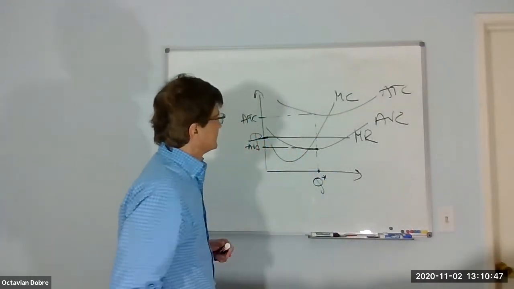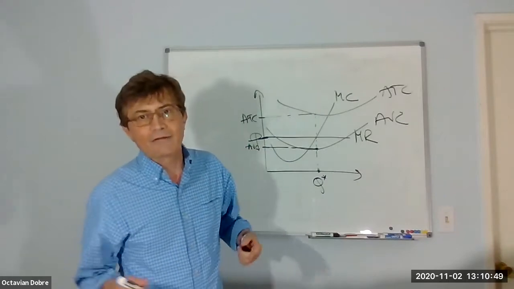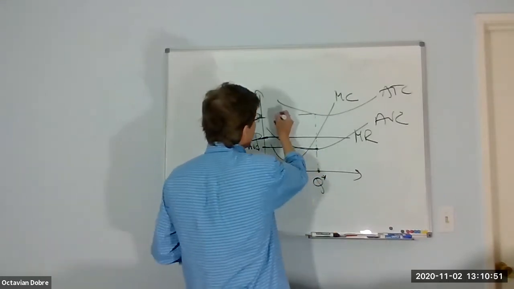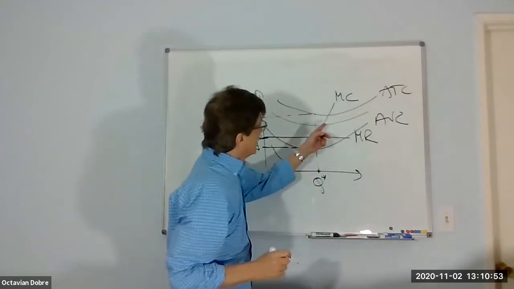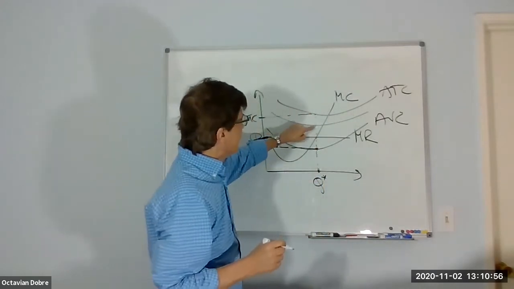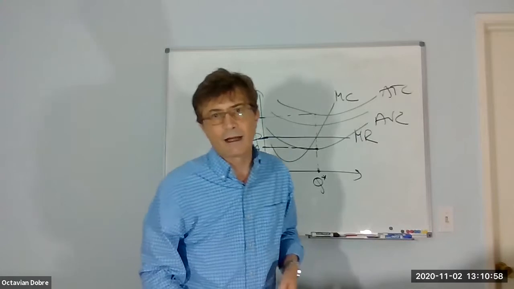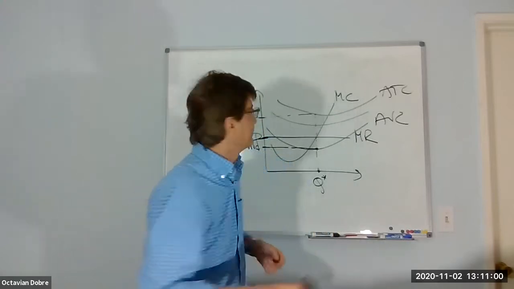All right. Obviously, if the average variable cost was here, then the price would be less than the average variable cost, and I would be better off shutting down.